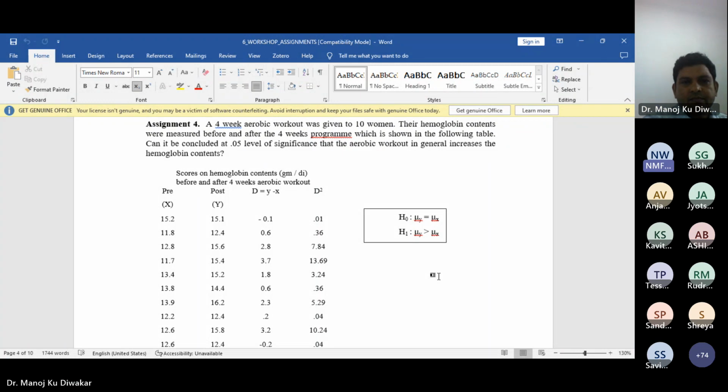Yeah, participants, you are allowed to unmute yourself. So here we will use the paired t-test because it is before and after data. Okay, any other one?